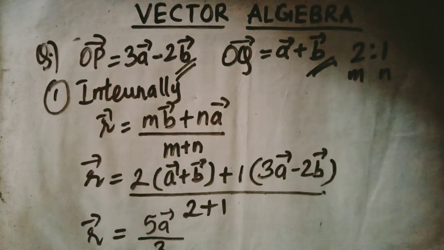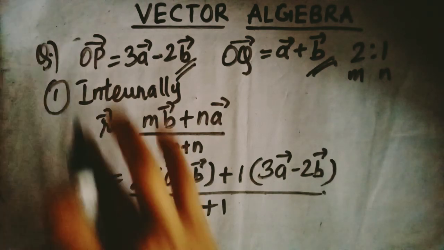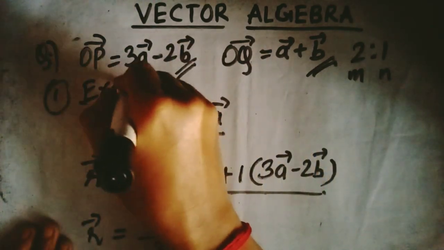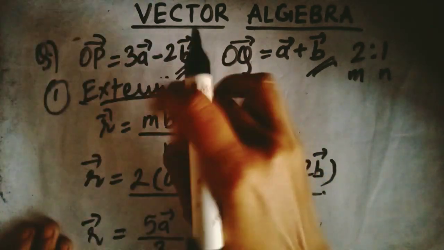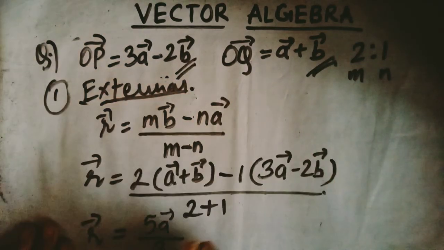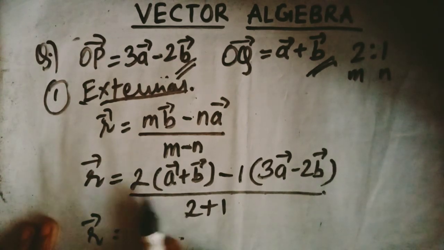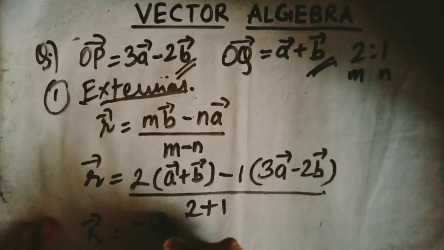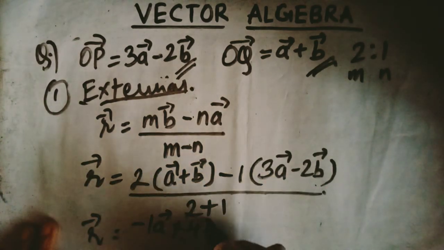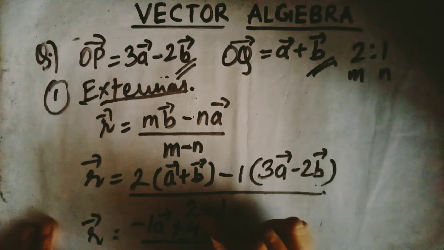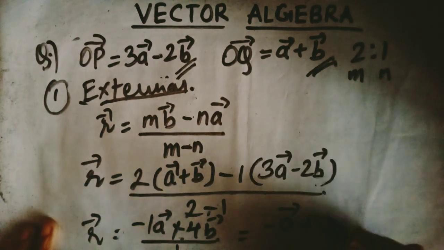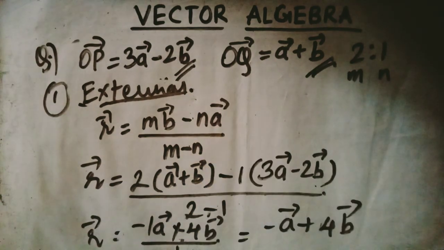Same way you have to find it for external. For external you have to take minus. So this will be 2 minus 3 minus 1A, 2B minus 2B, so plus 4A, 4B upon 2 minus 1, 1. So this will be minus A plus 4B.